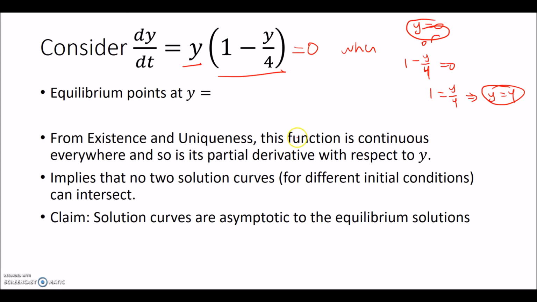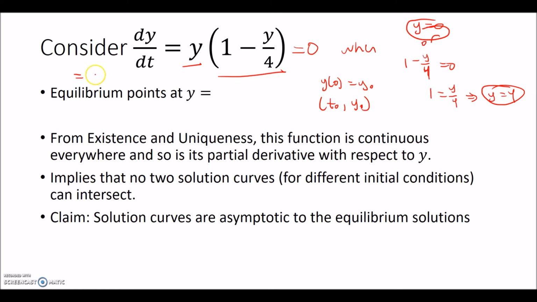Now, from the existence and uniqueness theorem, this function is continuous everywhere, and so is its partial derivative with respect to y. In other words, any initial condition that I pick, y of 0 equals y0, or alternatively t0, y0, is going to have a unique solution. Again, we need to check for continuity. A solution exists and is unique for a differential equation at a given initial condition if dy/dt is continuous at that initial condition, which it is, but it's also continuous everywhere.